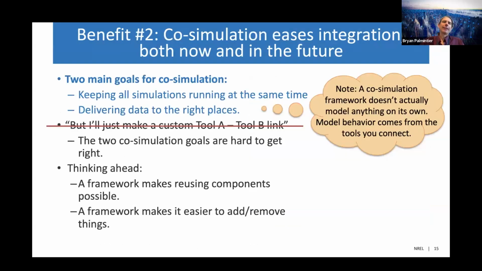Before we jump into the other benefits, the two main goals we've alluded to earlier for co-simulation are keeping everything running in sync, so kind of a bit of a traffic cop to make sure things are moving at the same pace, and then delivering data kind of as a postal service to make sure that the right data gets to the right place at the right time. As we highlight there, that means the co-simulation environment itself isn't necessarily doing any modeling; rather, it's bringing models together. So all of the capabilities and behavior come from what you're bringing in, and this allows that to be done in an easy way, in a scalable way, in a repeatable way, in an interchangeable way.